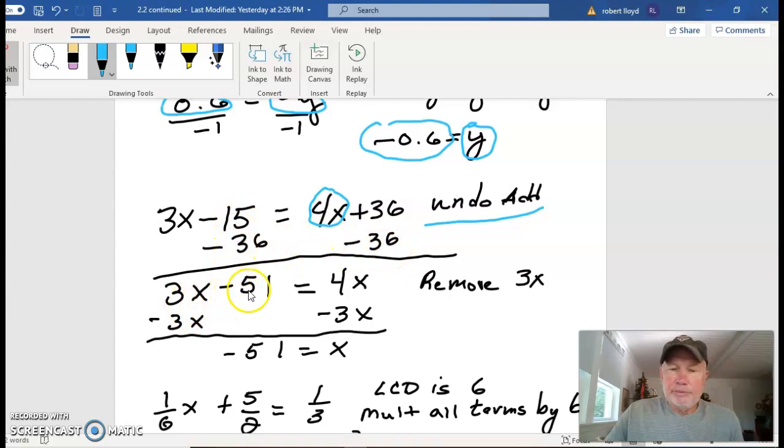So now we have 3x minus 51 equals 4x. Then we're working with this guy. So we get rid of the negative 3x, use negative 3x over here, and we get negative 51 equals x.